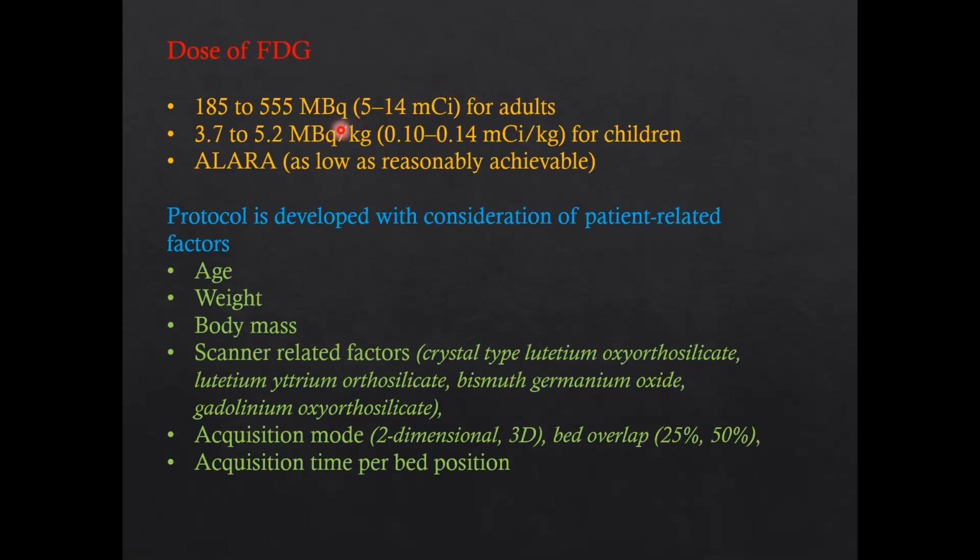And for the pediatric age group, it is 0.10 to 0.14 millicurie per kg, and both have to be kept along with the ALARA principle, as low as reasonably achievable, because by injecting more you have to have an optimal study. So you should not inject more, and the study also should be very proper and optimal. So you have to follow the principle of ALARA.